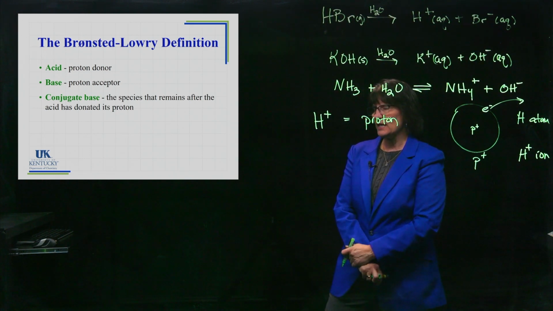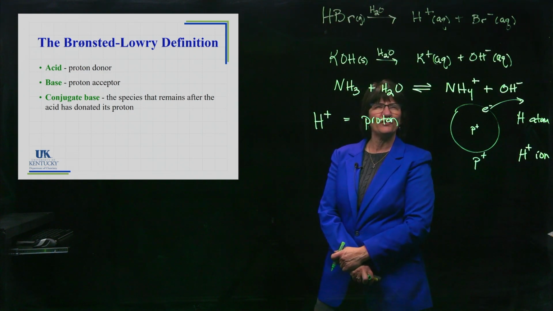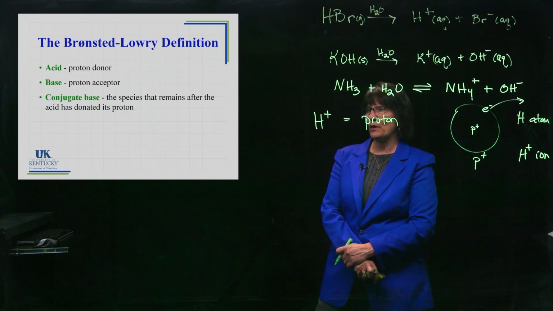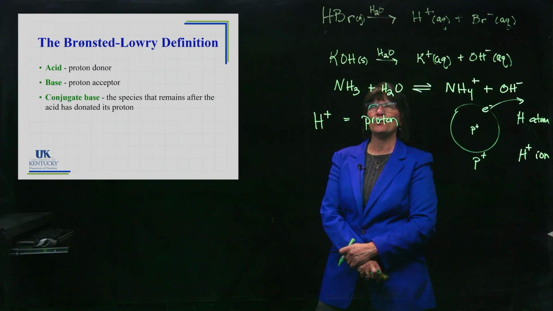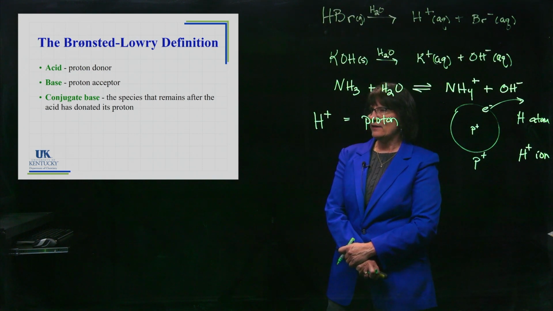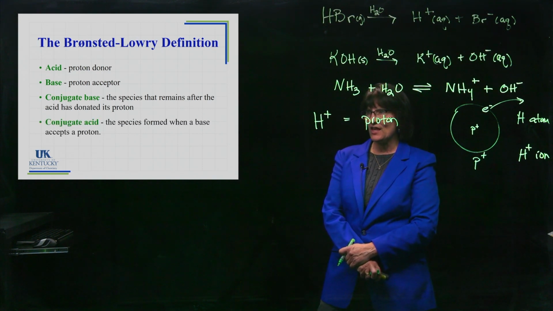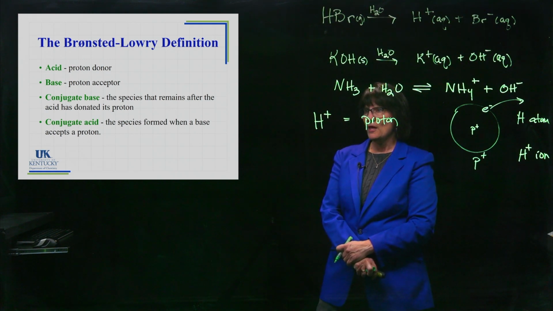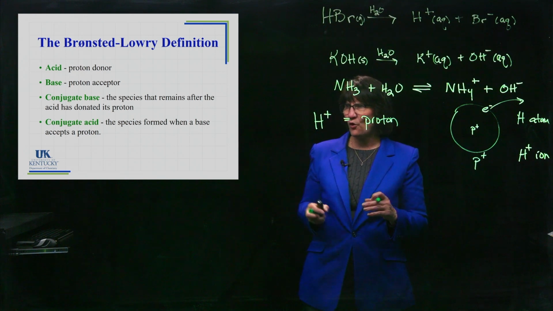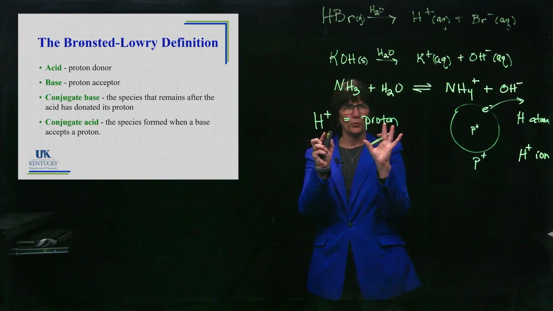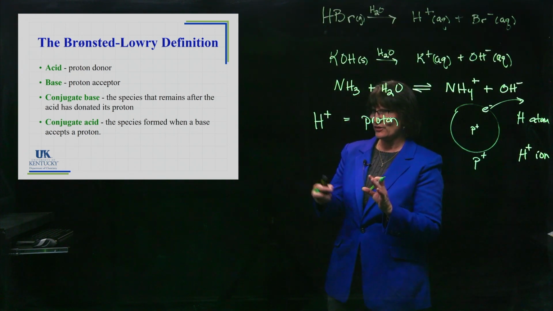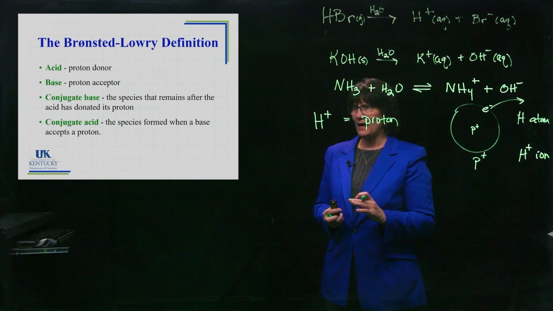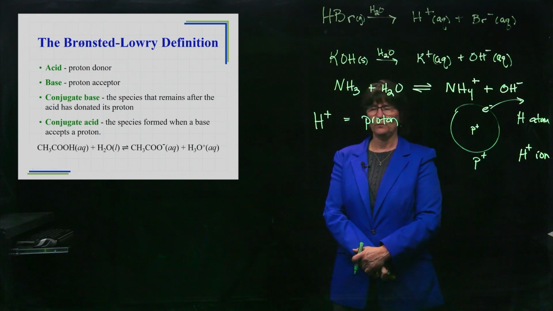Now there's a couple terms here that we're going to make sure we get familiar with, and that's got the word conjugate with it. Conjugate base is the species that remains after the acid has donated its proton. And the conjugate acid is the species that is formed when a base accepts a proton. So we could say formed or remained. We'll get a good feel for this. I'm just now noticing I'm using one as what remains and what's formed. It's simply the same idea. Let's look at this example.